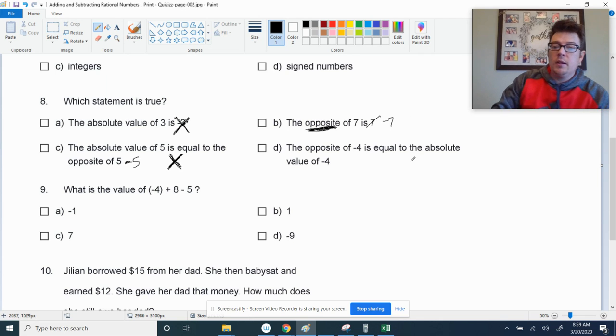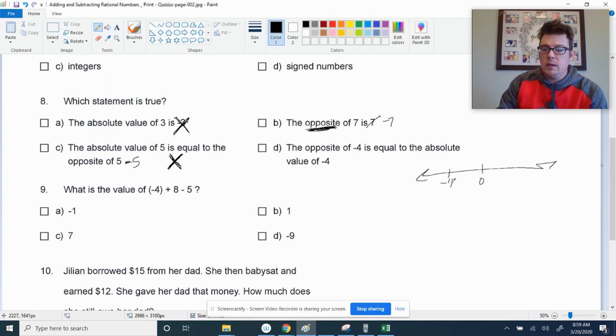The opposite of -4 is equal to the absolute value of -4. That's true. Okay, so the opposite of -4 would be 4. And that's equal to the absolute value, the distance that -4 is from 0. So that's true. That's the one you want to pick there on number 8, D.